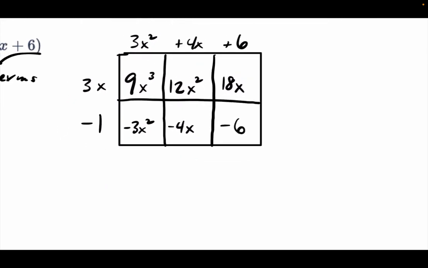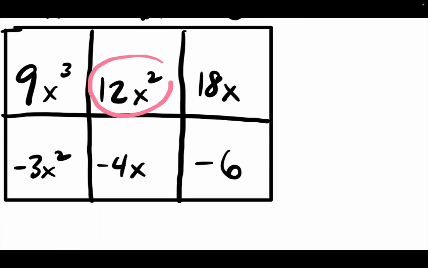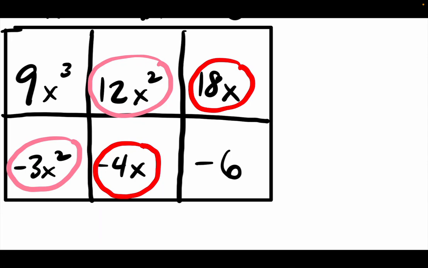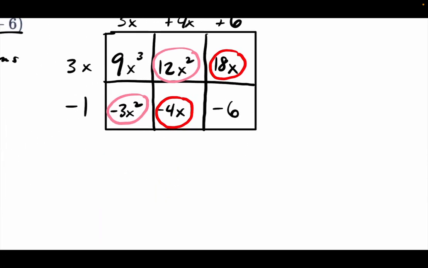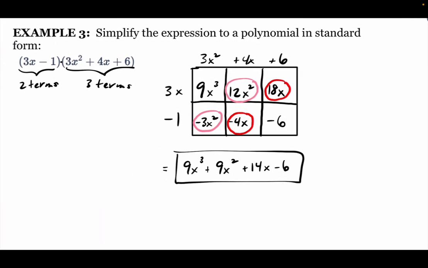Multiplication is done. What do I have left to do? Combine any like terms. Are there any guys in the box that are like terms? There are. This guy and this guy, and this guy and this guy. So I'm going to add the two pinks, add the two reds, and you're done. Be careful, when you add them, the powers don't change. So 9x to the third is going to stay 9x to the third. When I add 12x squared and negative 3x squared, the x squareds aren't going to add, just the numbers in front. So 12 plus negative 3 is positive 9. 18 plus negative 4 is positive 14. Negative 6. Done.